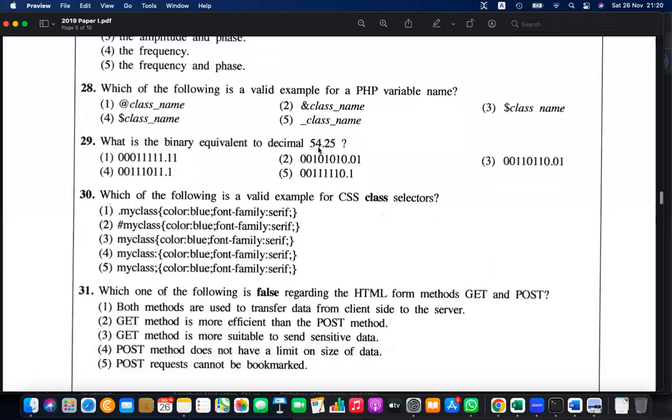Binary equivalent of decimal 54.25. Just divide the number by 2. We just explained this. If you divide the number by 2, there is an easier way to drop the answers. 54 is an even number. Even number means the last bit should be 0. The last bit 1 is for an odd number.